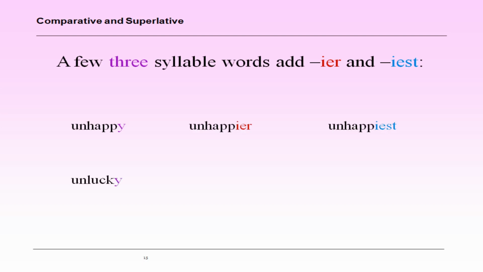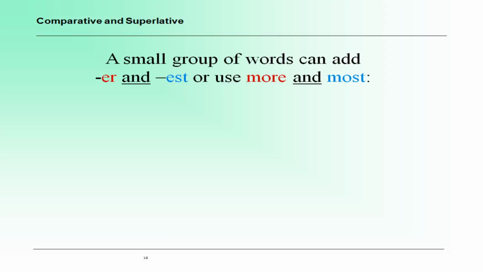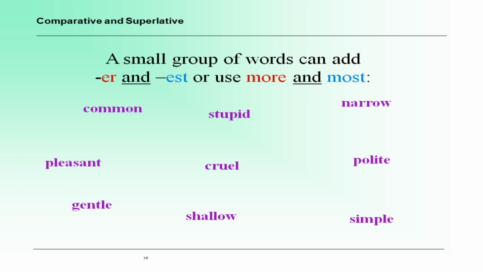Unlucky becomes unluckier in the comparative form, and the superlative form is unluckiest. Then a small group of words can add ER and EST or use more and most. Common, stupid, narrow, pleasant, cruel, polite, gentle, shallow, simple.